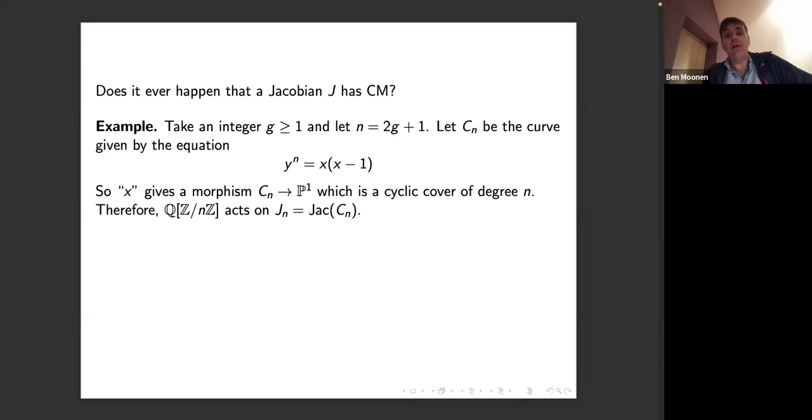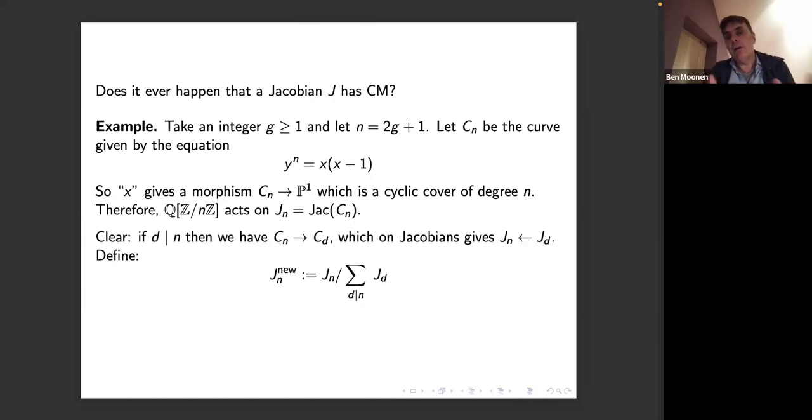Now, you see that there is this action of the cyclic group, because you can just multiply the y by an nth root of unity. And so in any case, what we get is an action of the group ring of Q of the cyclic group acting on that Jacobian. And now something happens, which is actually quite typical for all the examples, also many of the examples we're going to see later: these Jacobians typically are not simple. Well, depending on n; if n is prime, yes, but if n has divisors, say a d which divides n, then it's obvious that I have a map from C_n to C_d, just raise y to the power n over d. And that, of course, on Jacobians gives you a map the other way around.